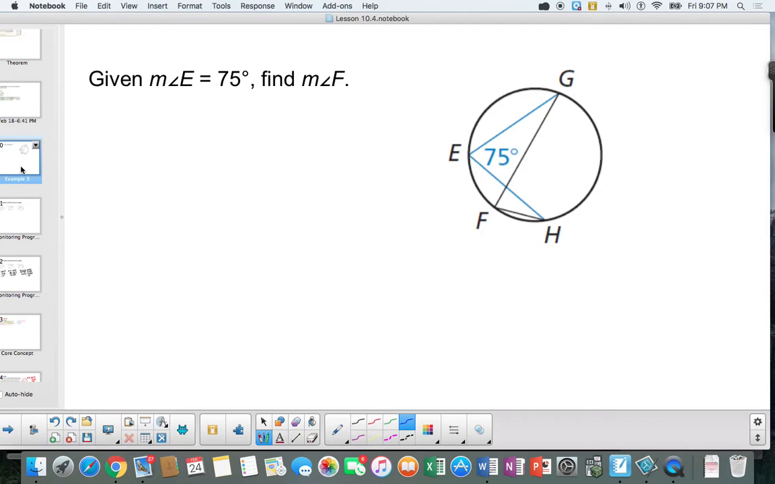All right, let's go ahead and start. We know that this is 75 degrees, and we also know that it intercepts this arc right here.